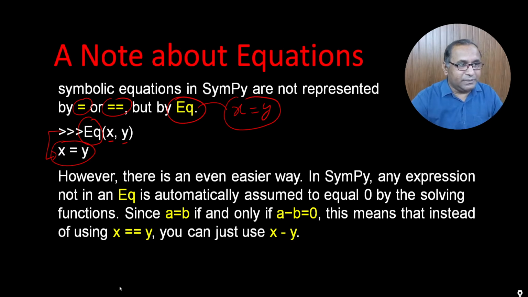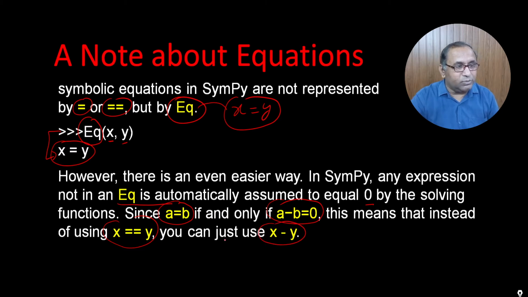And sometimes, however, there is an easier way to represent the equation. In Sympy, any expression that is not an equation is automatically assumed to be equal to 0, because if we have a is equal to b, this will be possible only if a minus b is equal to 0, and this is the main reason that instead of x is equal to y, we can write x minus y is equal to 0.